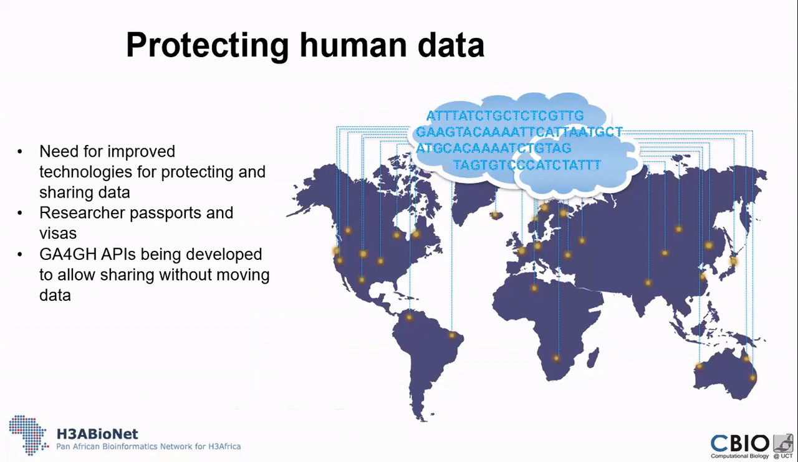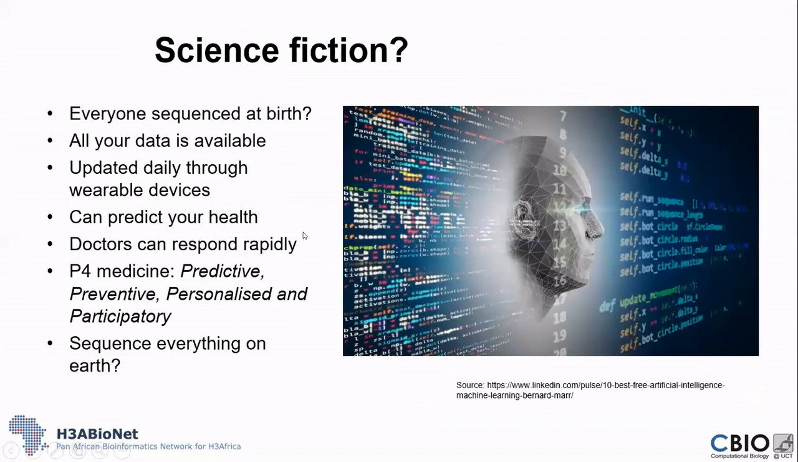So we're having to build new techniques and methods for being able to do federated data analysis, to leave the data where it is and move the compute to the data. How do you manage that when you have the data as private? You have researchers that are given researcher passports, and then you're giving a visa to access a particular data set. So is it science fiction that everyone's going to be sequenced at birth, that all your data will be available to the government?